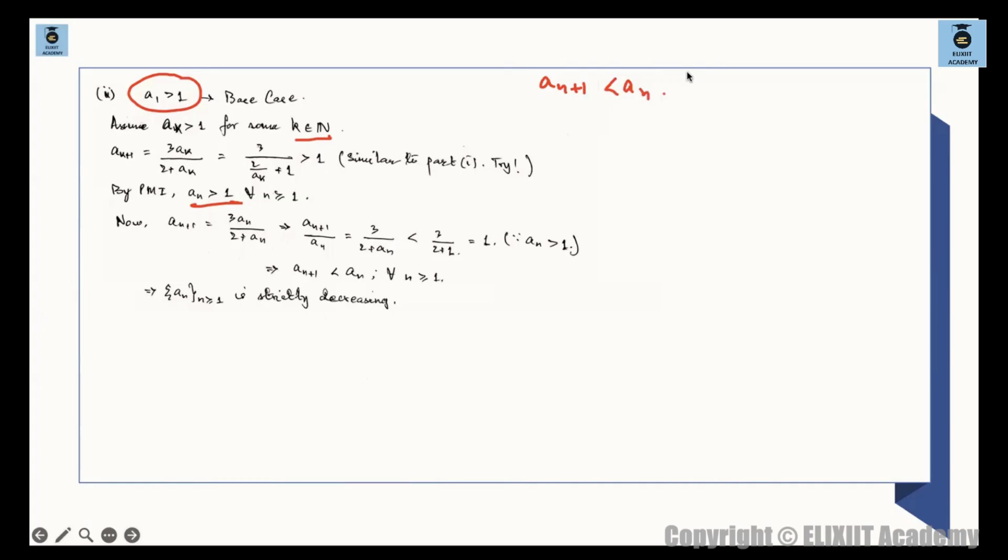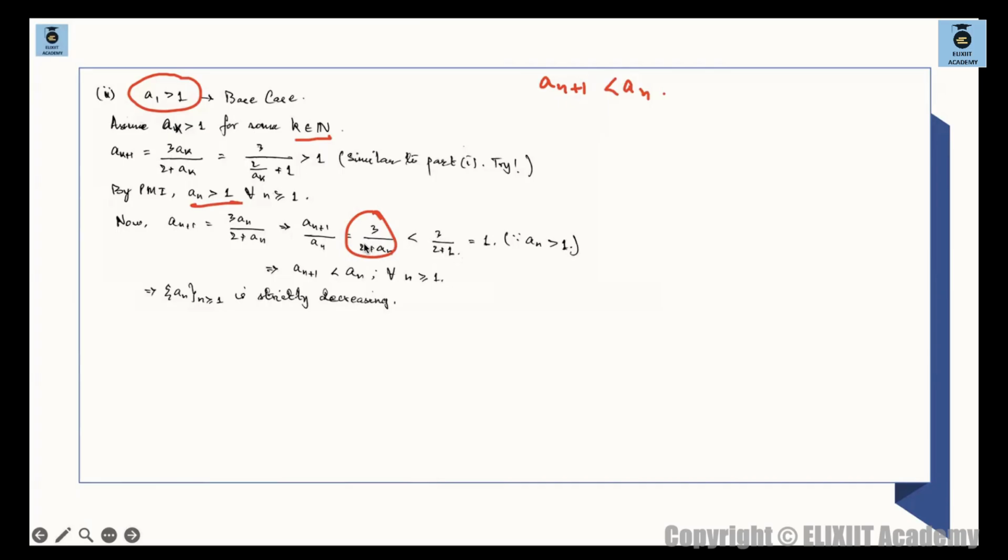The sequence is decreasing over here. So see what we are doing. AN plus 1 is 3 times AN divided by 2 plus AN. Again, we do the same thing: AN plus 1 divided by AN. We are proving that this quantity will be less than 3 upon 2 plus 1. In the previous case, this quantity was more than 3 upon 2 plus 1. Now we have less than 3 upon 2 plus 1. You can do the proof in a similar way. So AN plus 1 will be strictly less than AN.